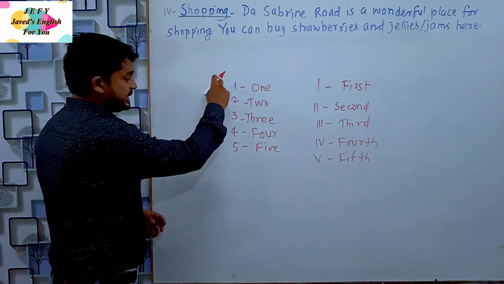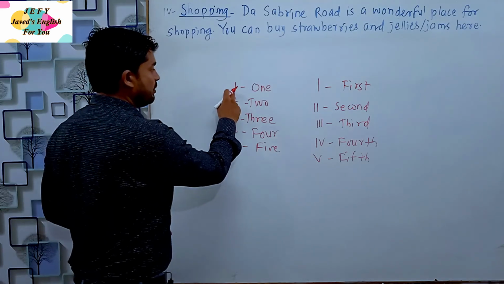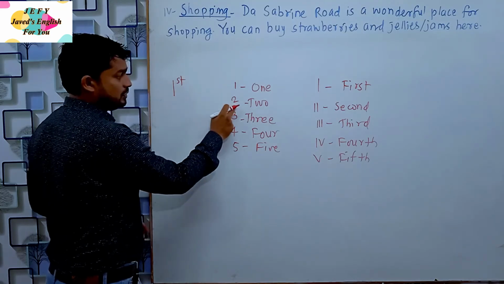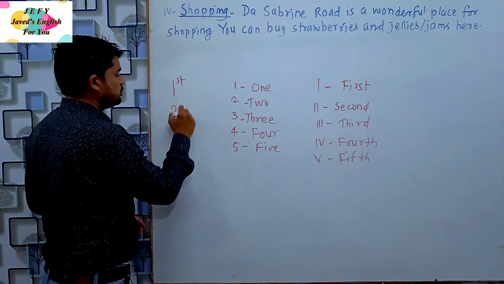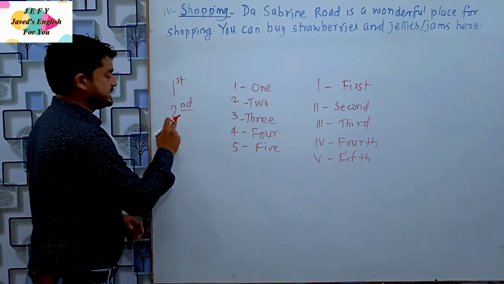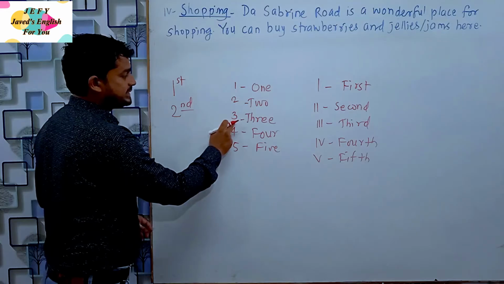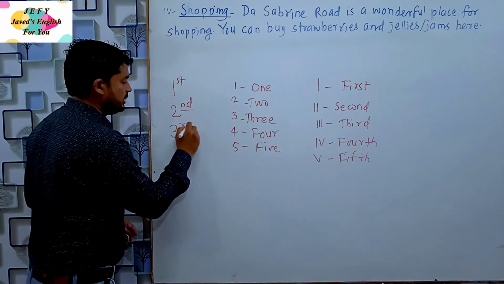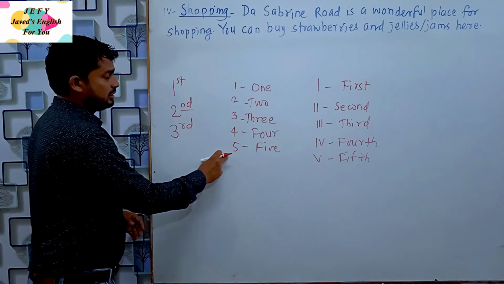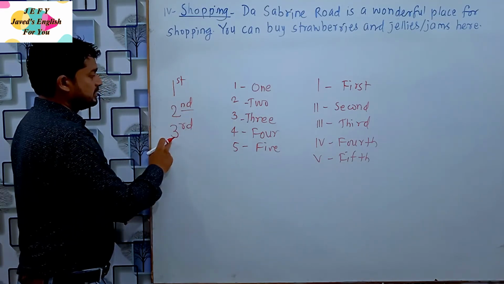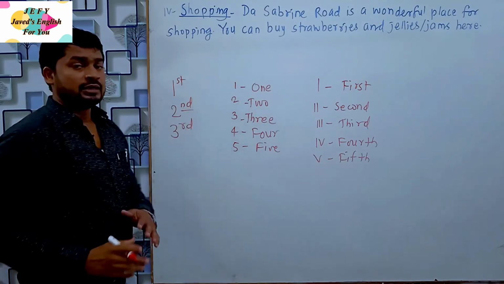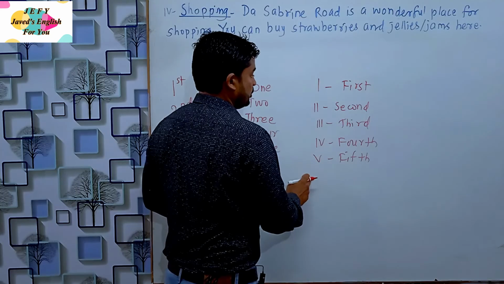If you want to read these numbers as first, what you will have to do, you will have to write like this, first. If you have to make second of this, you will have to add nd. Then you can read this 2 as second. If you want to read it as third, what you will have to do, you will have to add rd in this way. 1, 2, 3, 4, 5 in English, first, second, third, if you add st, nd, rd to English numbers.